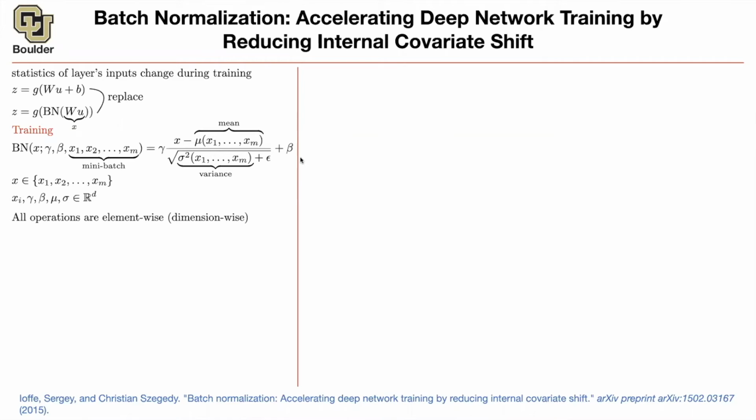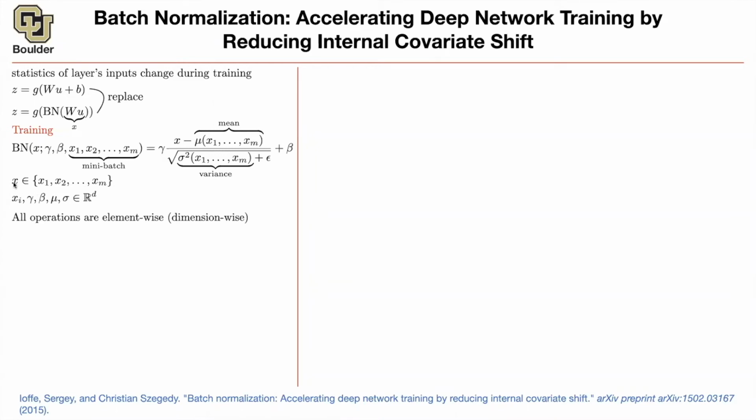The question is, are gamma and beta hyperparameters? No, they are parameters. So you can actually learn them. The same way that you learn W, you're going to learn gamma and beta through gradient descent. Does that answer your question? Okay, perfect.